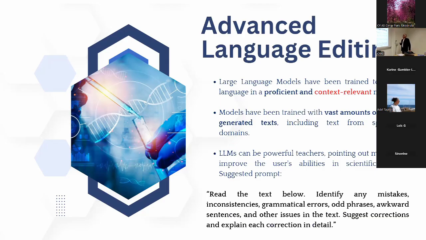So now what ChatGPT can really help us with is language editing. And why? Because large language models have been trained to process language in a proficient and context-relevant manner. So that's the idea. When you write your text, it will find, with the vector dot products, the proper context for that text, right?